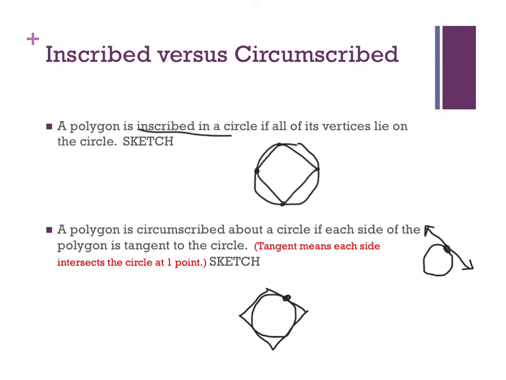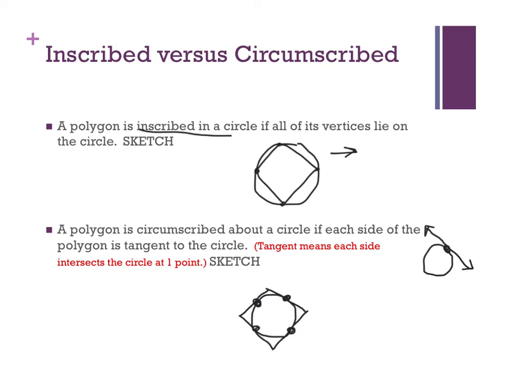Circumscribed means it's on the outside. So what I tried to do here, I drew the circle first and then I drew a quadrilateral around it. The quadrilateral is circumscribed about the circle. The circle is inscribed in the polygon. Okay, here the circle is circumscribed about the polygon. The polygon is inscribed inside the circle.